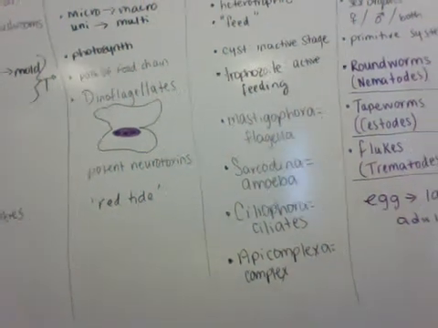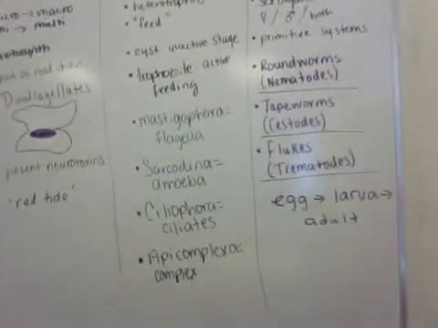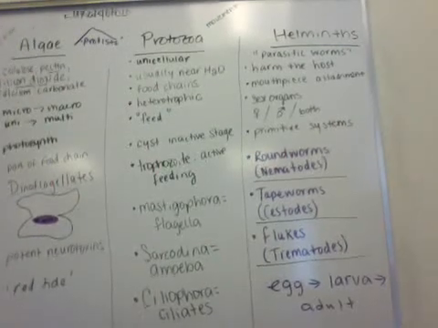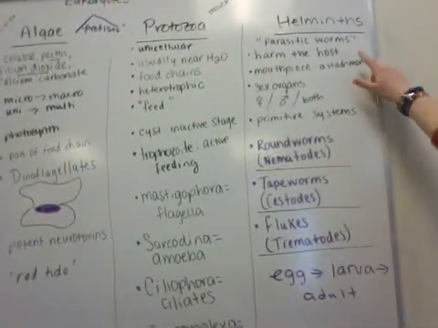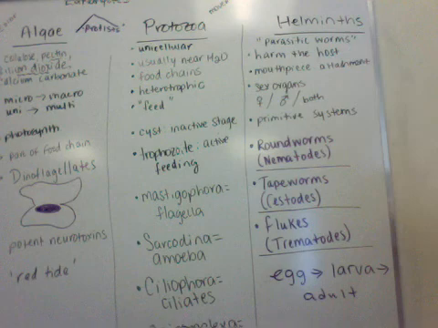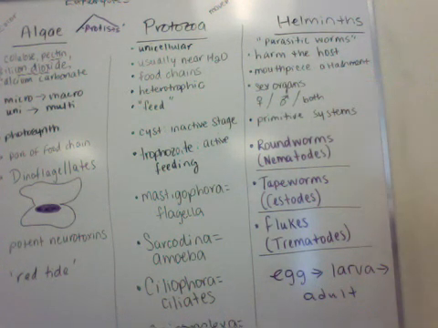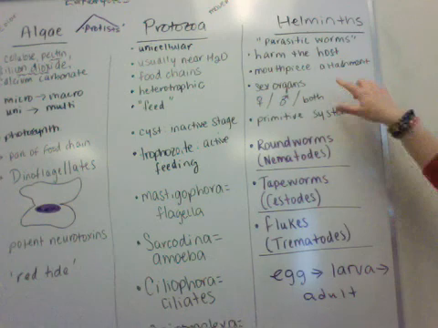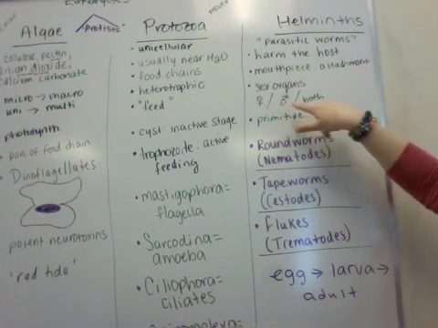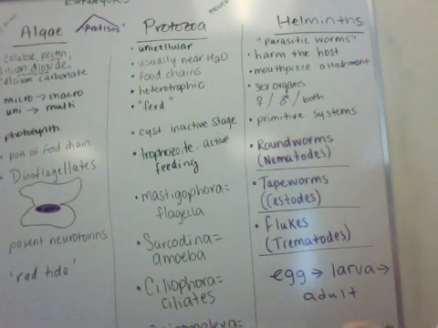The last group are the helminths. So helminths are parasitic worms. And remember, anything with the name parasite means that it's going to harm the host. They have a mouthpiece that they use for attachment. That mouthpiece can have hooks, suckers, or a combination of both. They have sexual organs. They could be male, female, or both, a hermaphrodite. They have primitive systems, like a primitive digestive system, primitive nervous system, etc.